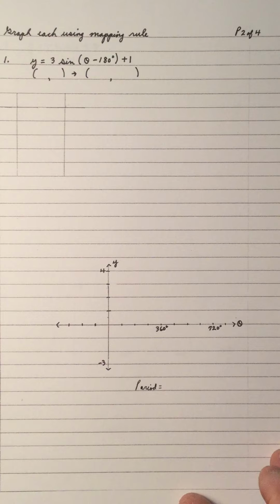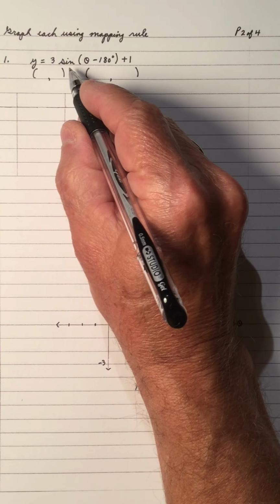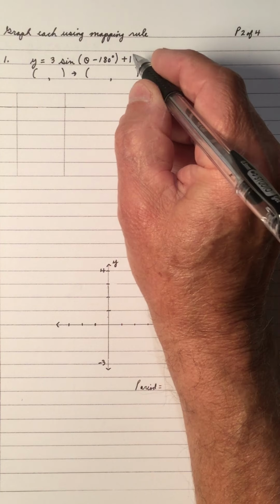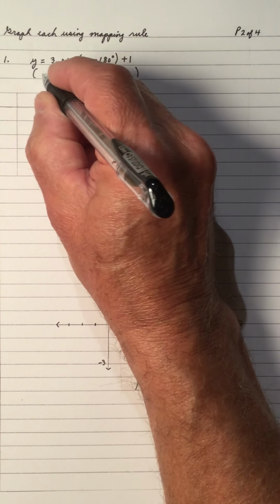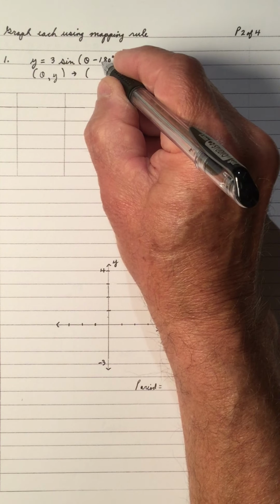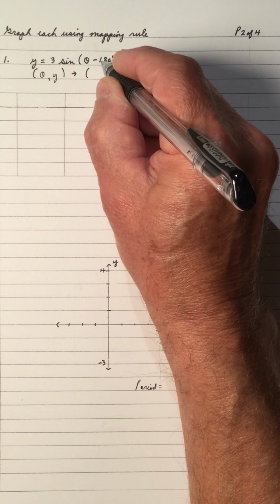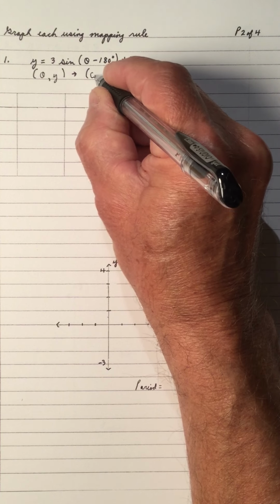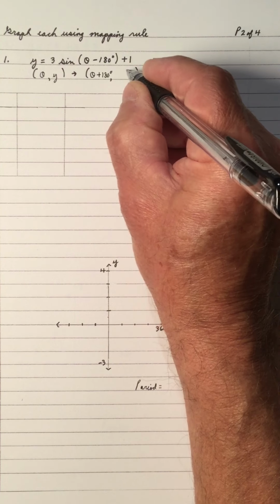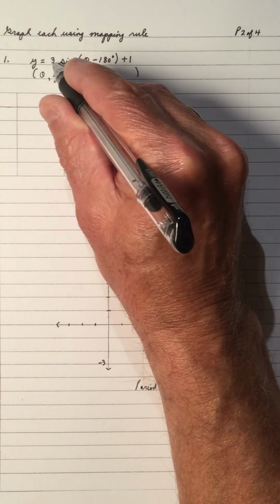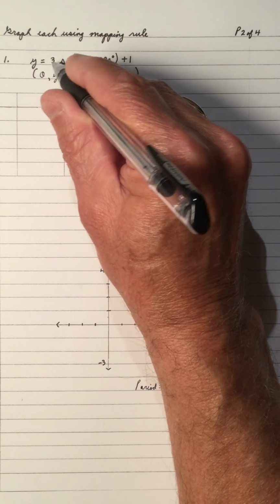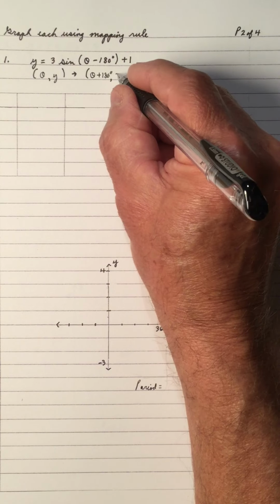Graph each using the mapping rule. Notice this is a sine, and a sine graph is a sideways S. So the mapping rule is theta and y, and notice that this is minus 180, so this is going to be theta plus 180 because it's the opposite, and the y value for this function is 3y plus 1.